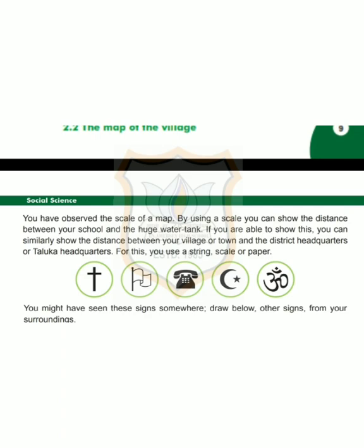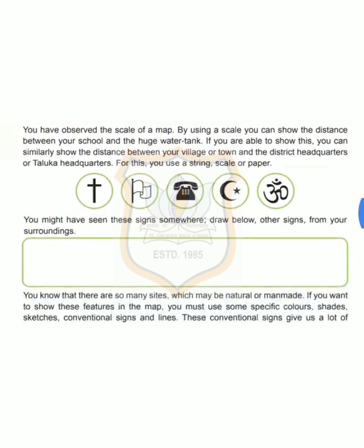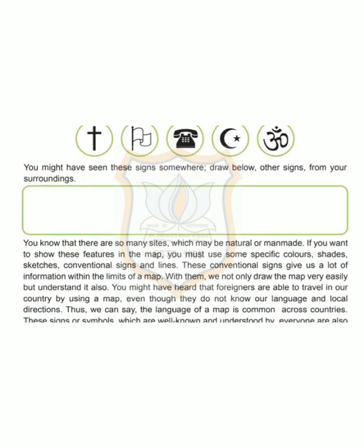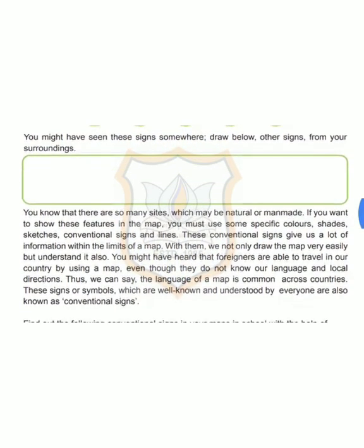Children, now third component of map is conventional sign. Various letters, shades, colors, pictures and lines are used to show natural and man-made landscapes in the map. Children, you should know that the map has a simple and worldwide accepted language. There is an international understanding about the usage of this language. This is called conventional signs of the map.